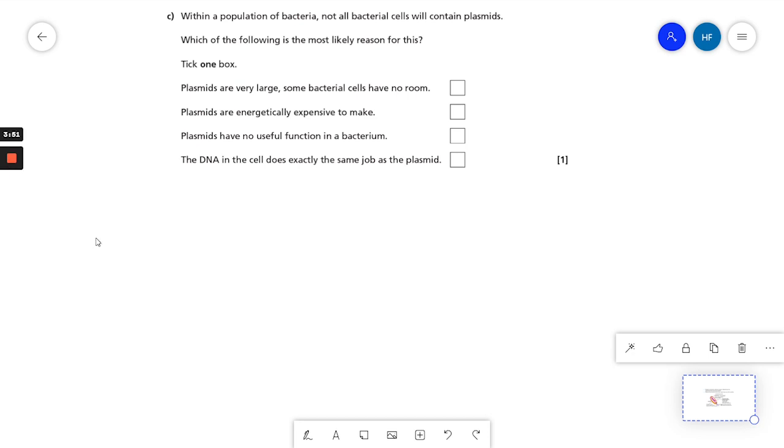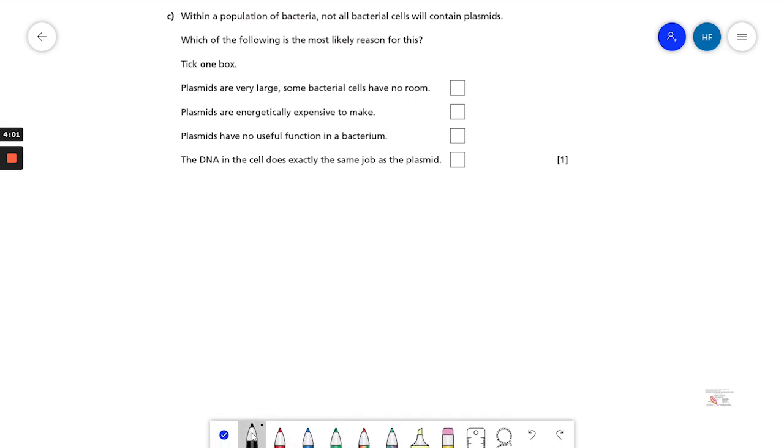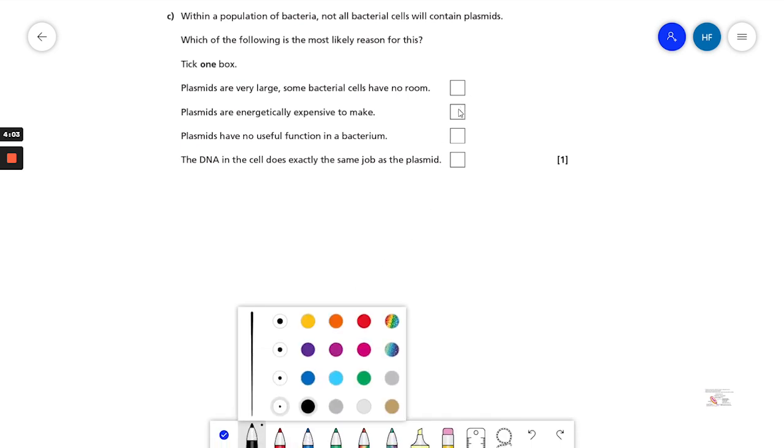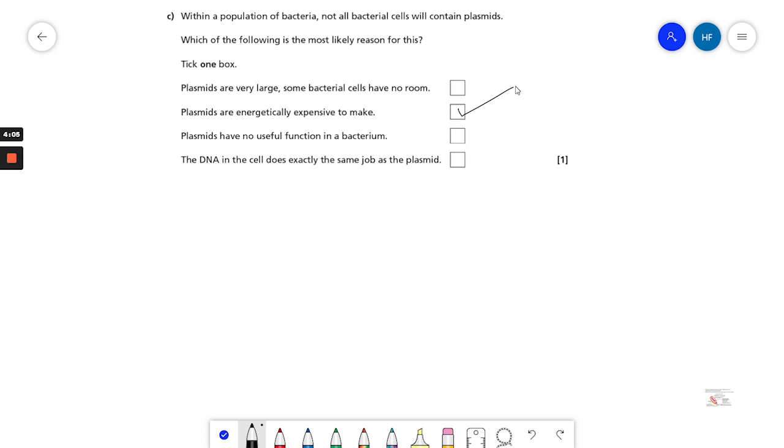So in this example, I think the most likely option is plasmids are energetically expensive to make. So I shall just choose my pen and give that one a tick. And that would be 1 mark. Remember, the question does say quite clearly, tick one box. So you must only tick one box to get that mark.